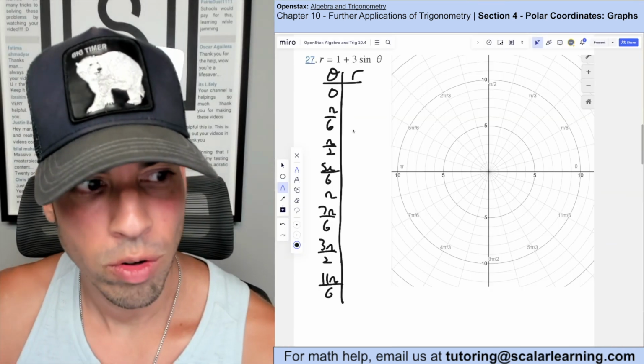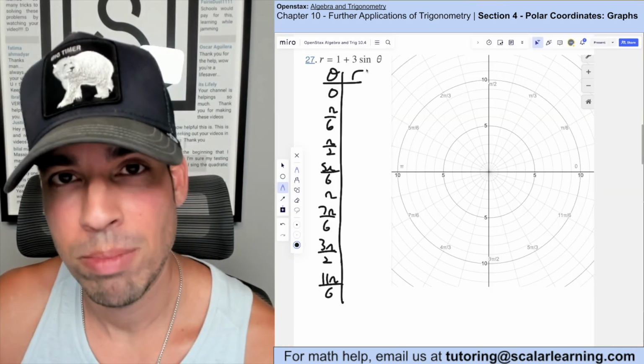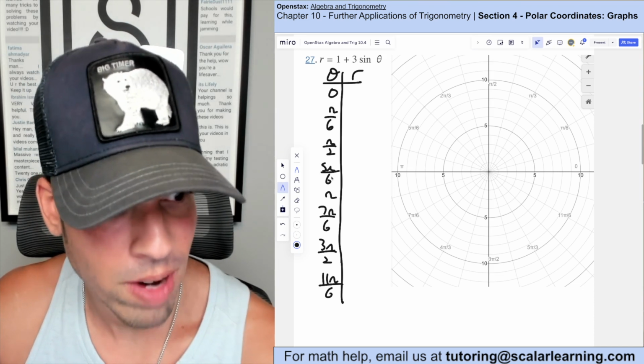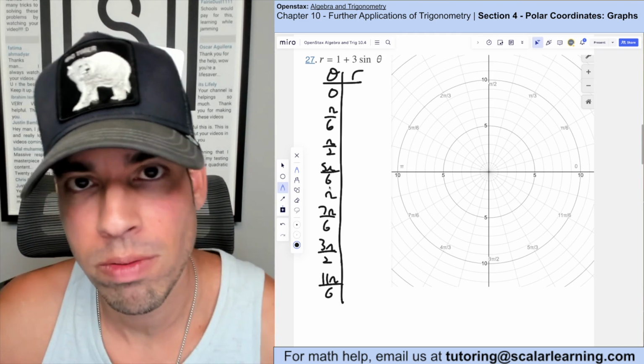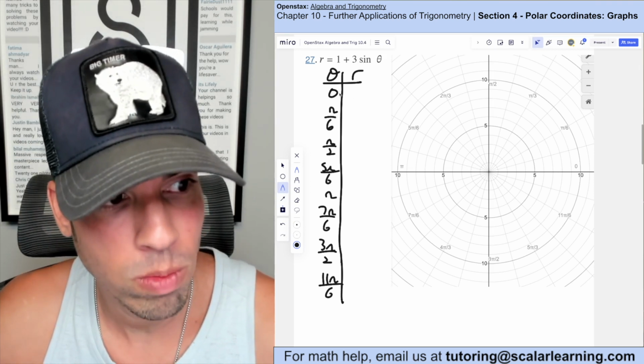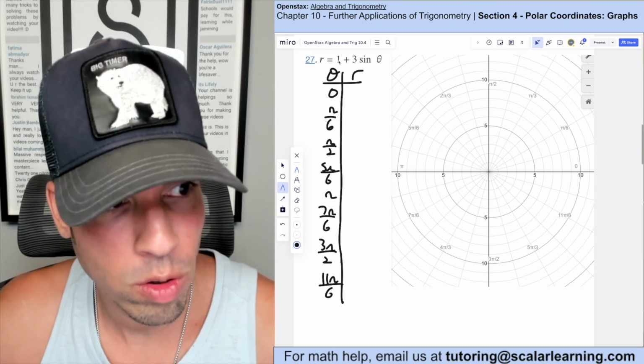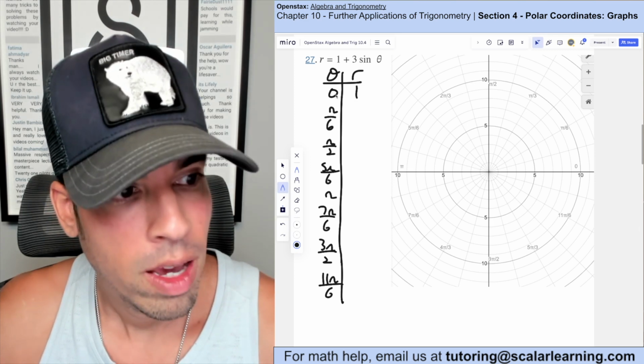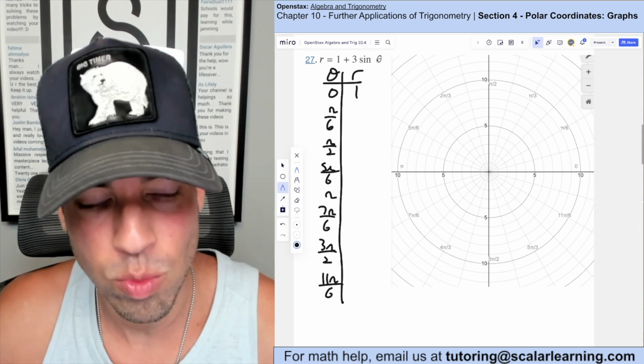Done. Okay, so here are the values that I'm plugging in for theta. Again, because it's sine, I'm choosing pi/6, 5 pi/6, etc. because they're easy to evaluate. They all evaluate to either 1/2 or -1/2. So let's go. Sine of 0 is 0. 1 plus 0 is 1. And sine of pi/6 is 1/2.